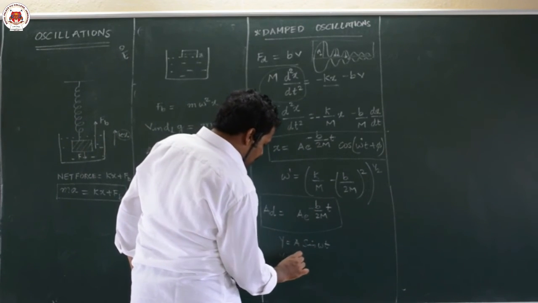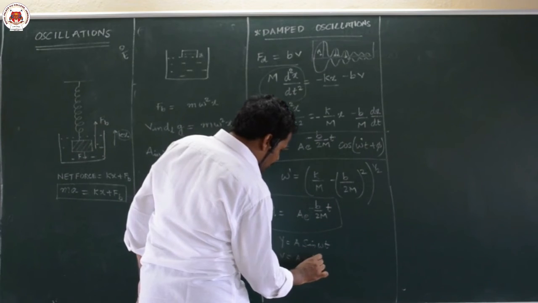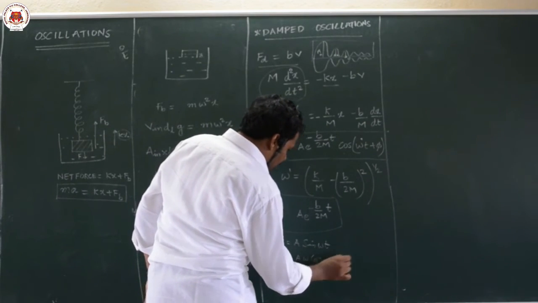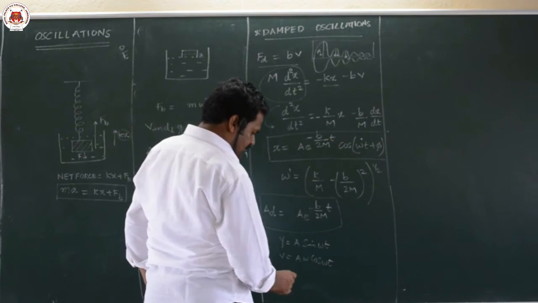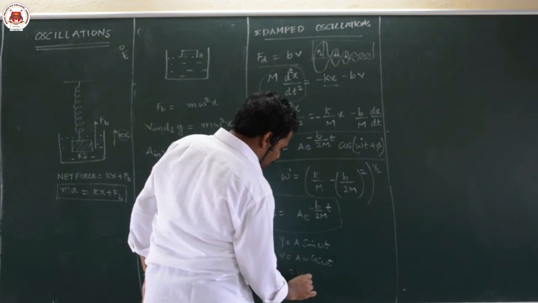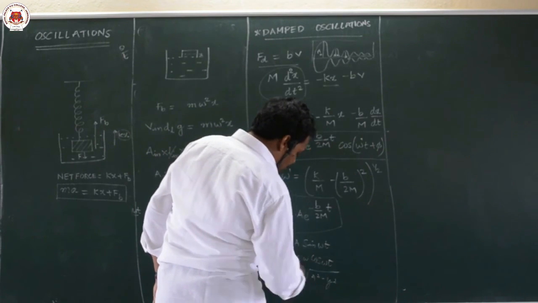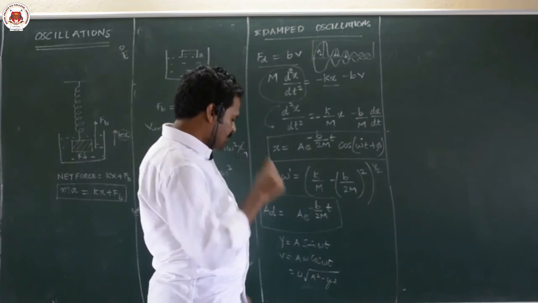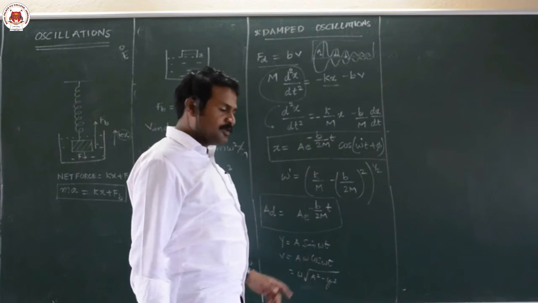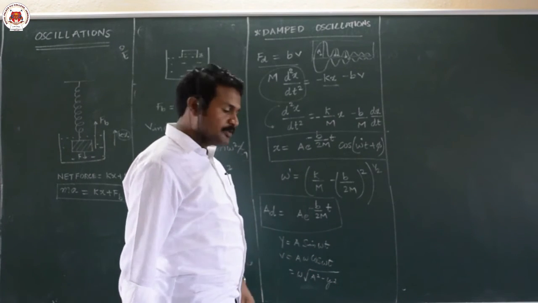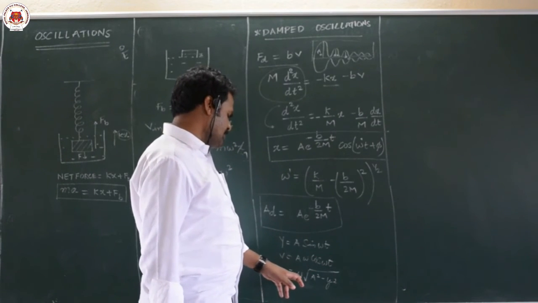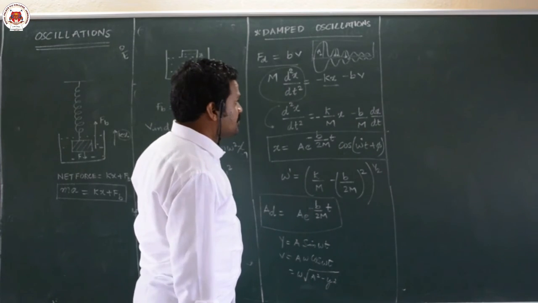velocity is a omega cos omega t. This also I can write as omega into the square root of a square minus y square, because cos omega t I can write as the square root of 1 minus sin square omega t. So, from that I can write omega into the square root of a square minus y square.